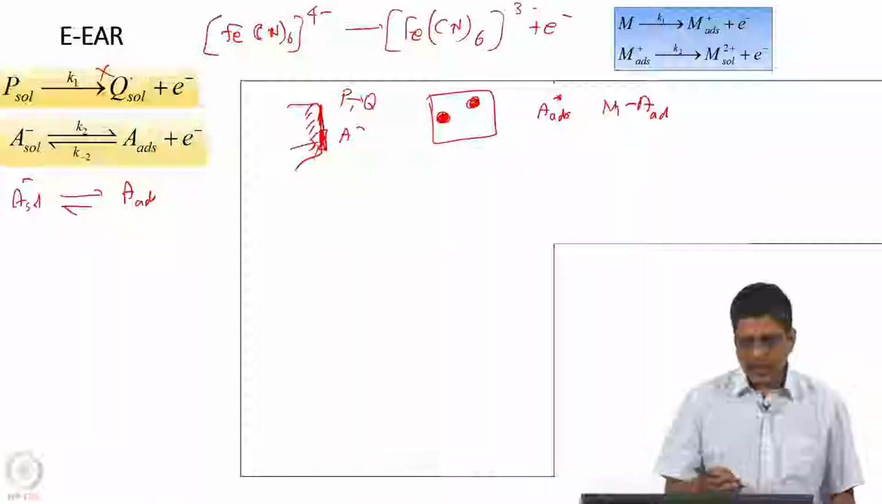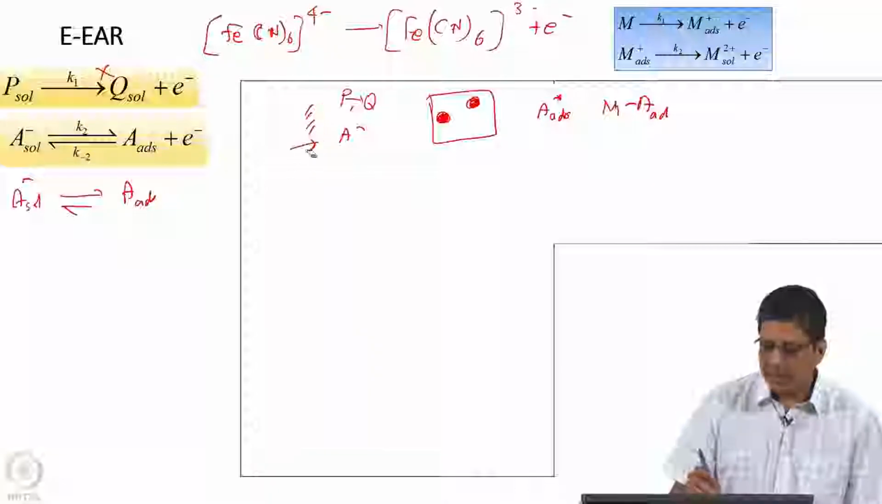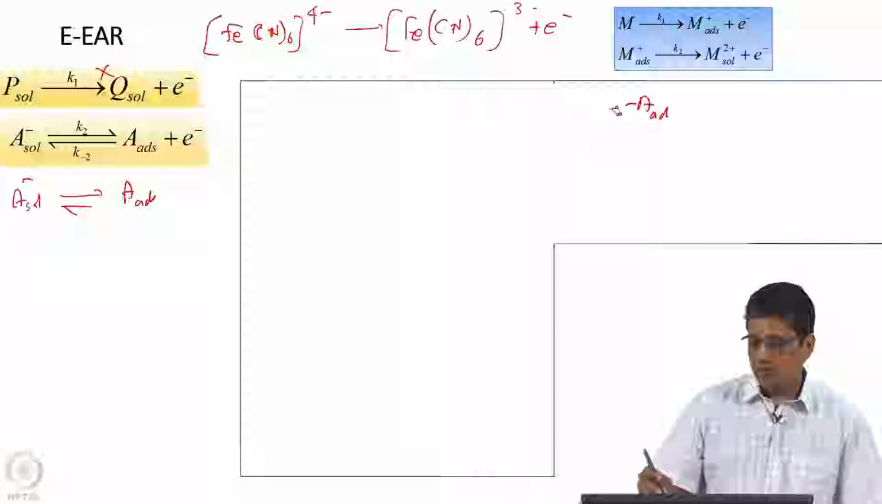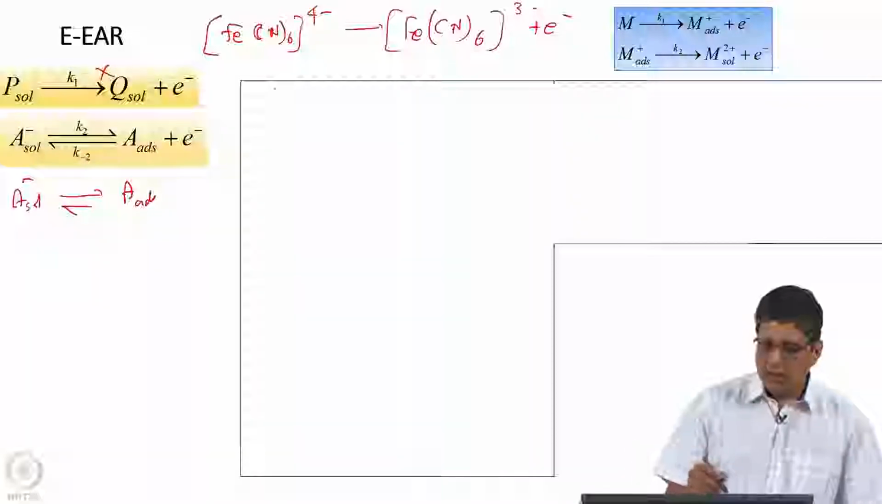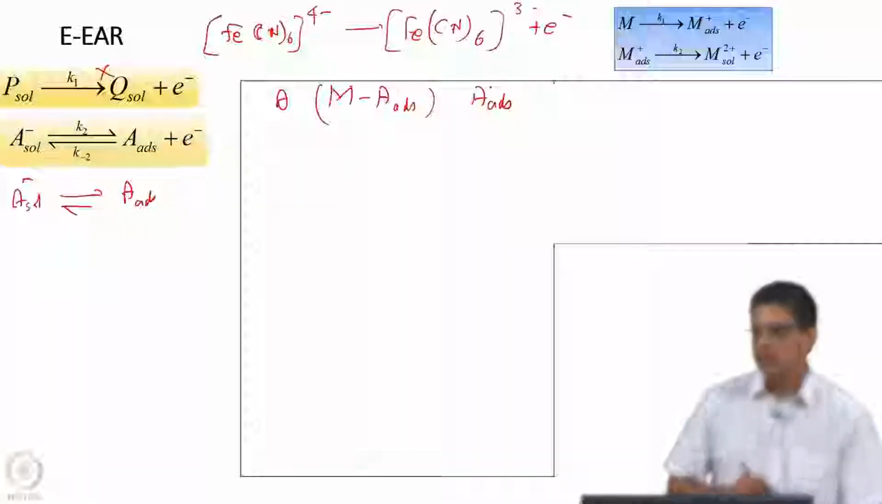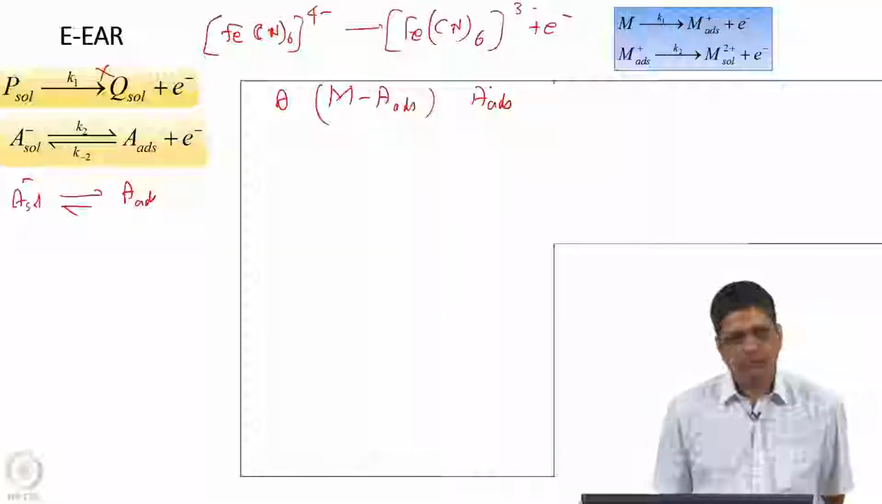Okay. With that, I would like you to write the mass balance equation and the charge balance equation. We are going to call theta the fractional surface coverage of the species, which is written in shorthand like this. It is actually metal A adsorbed.